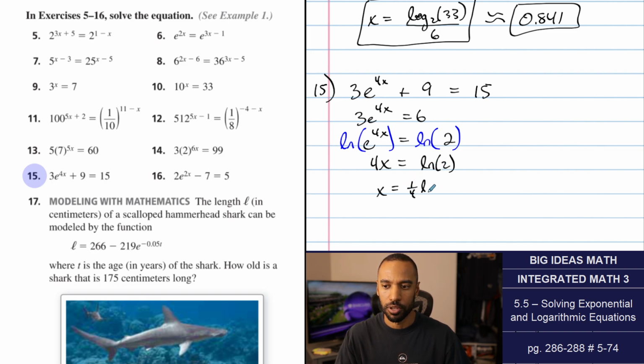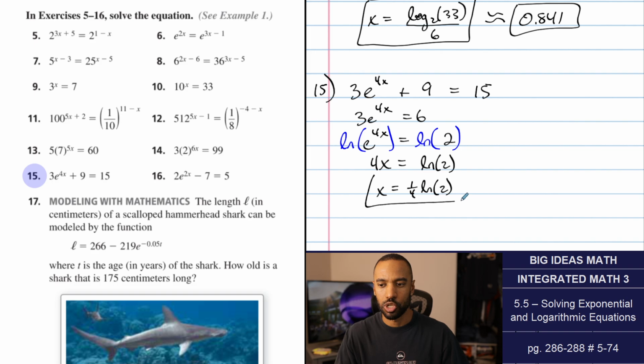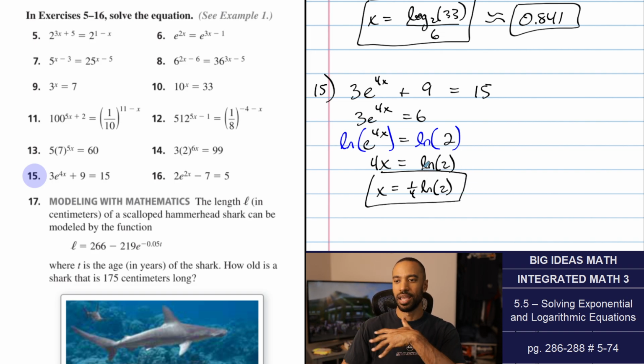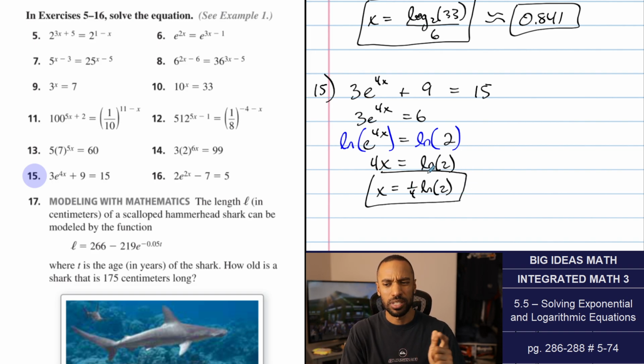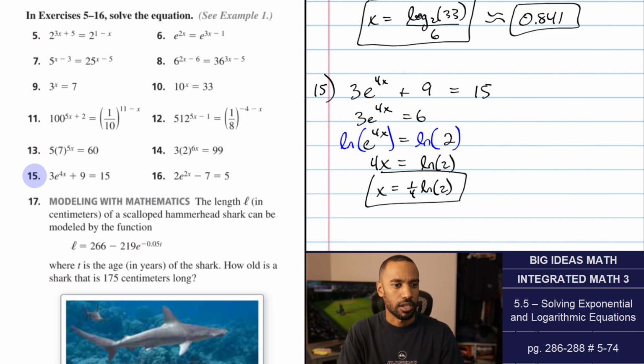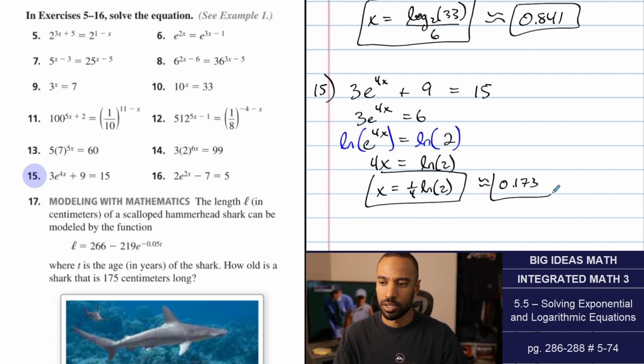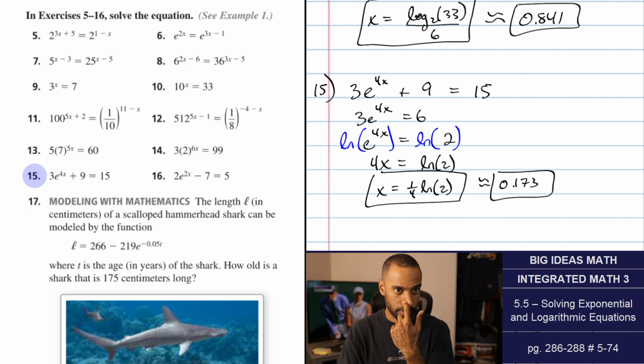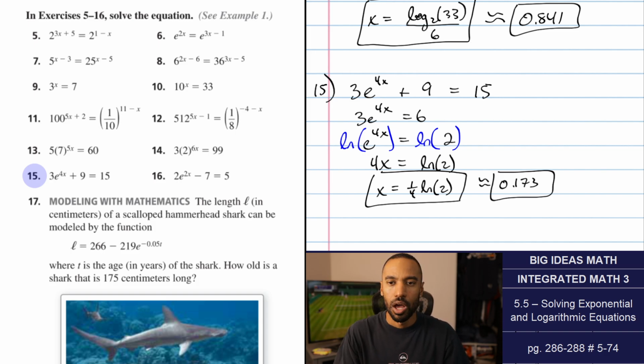You can also put 1/4 times natural log of 2. Totally up to you on how you want to write that portion, as a fraction, as all divided by. I think we tend to use the other one more, natural log of 2 all over 4. I can even type 0.25 times that, which I'm typing in my calculator. 0.25 times natural log of 2, I'm getting 0.173. 0.173 as an approximation of that. Okay, let's go to number 16, last one in the block.